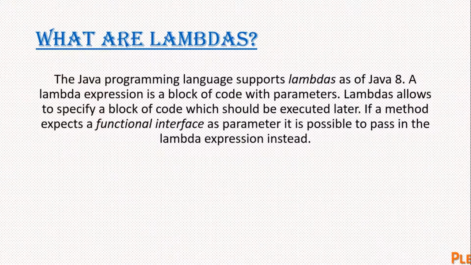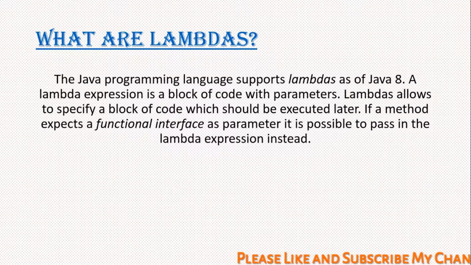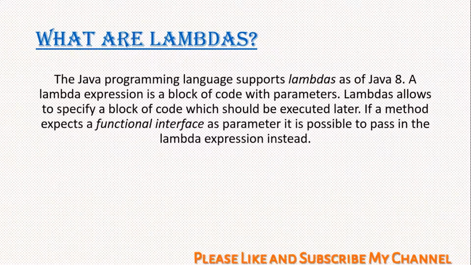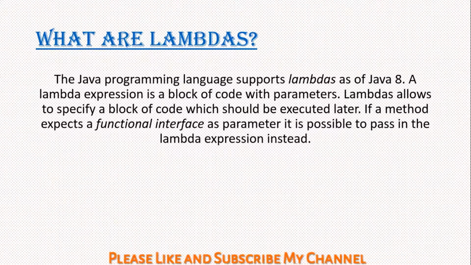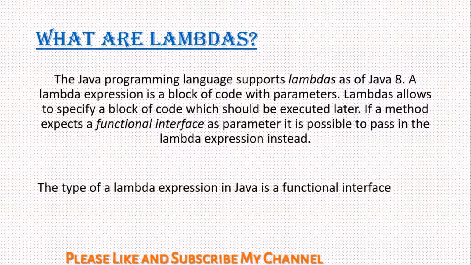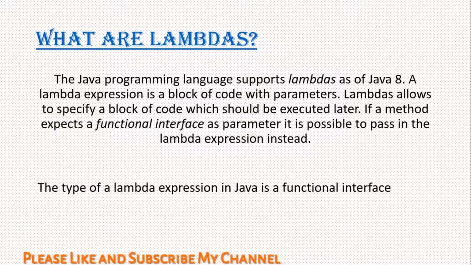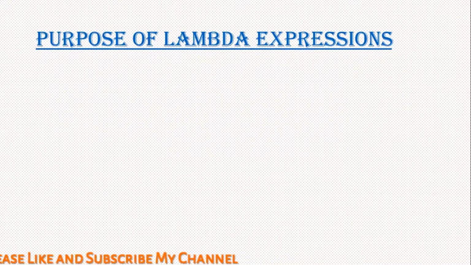Lambdas. What are lambdas? The Java programming language supports lambdas as of Java 8. A lambda expression is a block of code with parameters. Lambdas allow you to specify a block of code which should be executed later. If a method expects a functional interface as parameter, it is possible to pass in the lambda expression instead. The type of a lambda expression in Java is a functional interface.